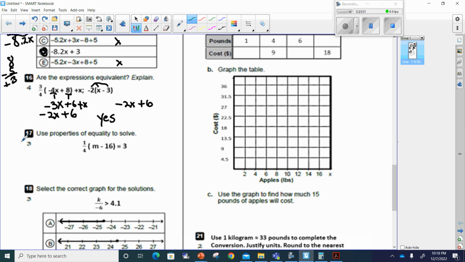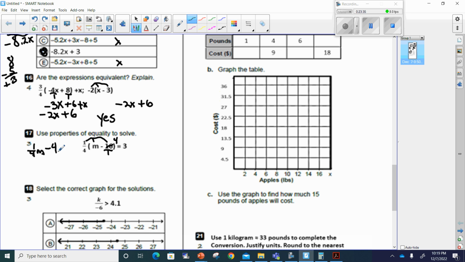Number 17 says, use properties of equality to solve this. When I do this, first I got to distribute. So I'm going to take 1/4 and times m. That's going to be 1/4 m. I'm going to take 1/4 times negative 16. Well, I can pretend this is going to be over 1. 4 divided by 4 is 1. 16 divided by 4 is 4. So now this is 1 times negative 4. So this is going to give me negative 4.